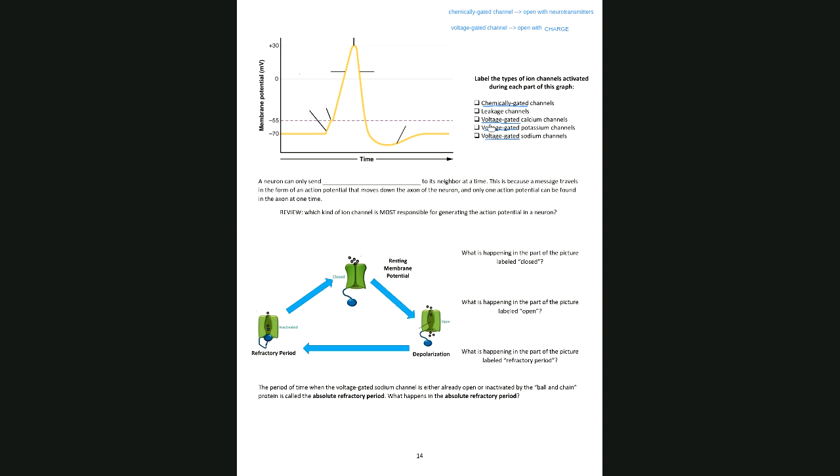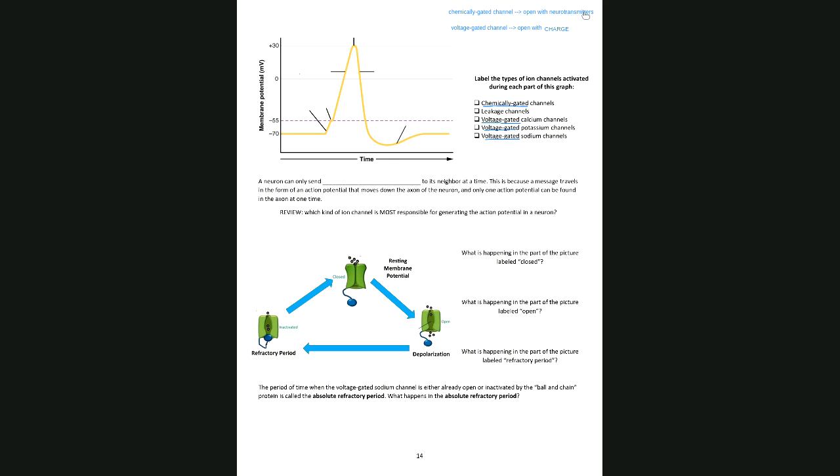Voltage gated tells me that the way I get these kinds of channels open is when I change my membrane charge enough to open them. The word chemically gated tells me that I use specific chemical keys. In this case, we're talking about neurotransmitters to open up those channels.